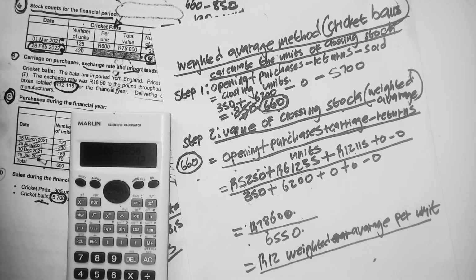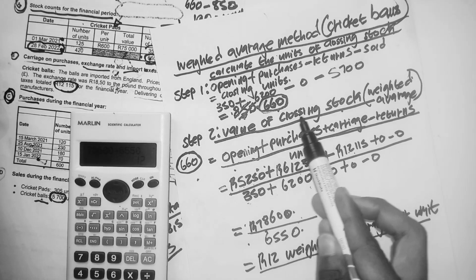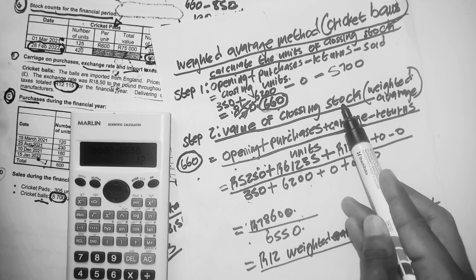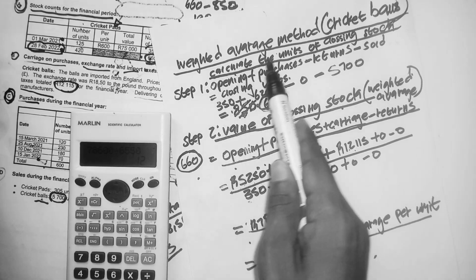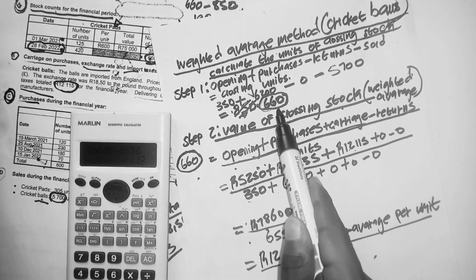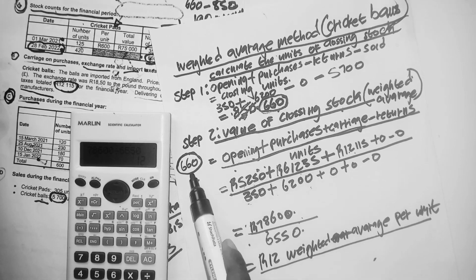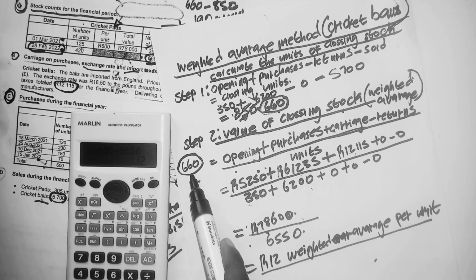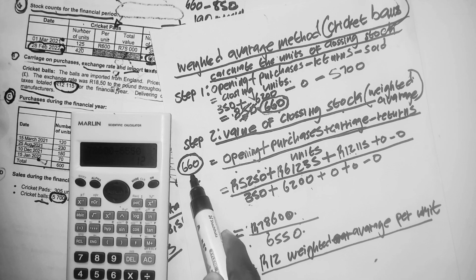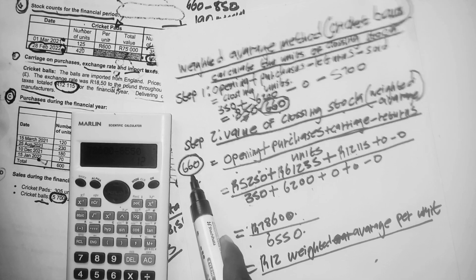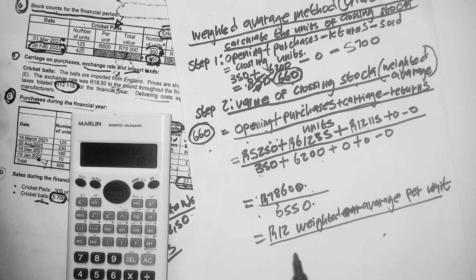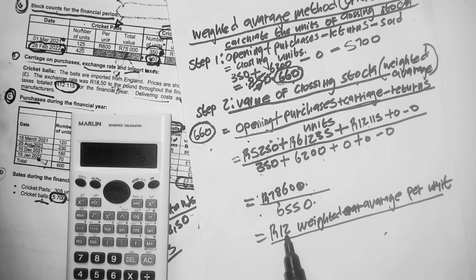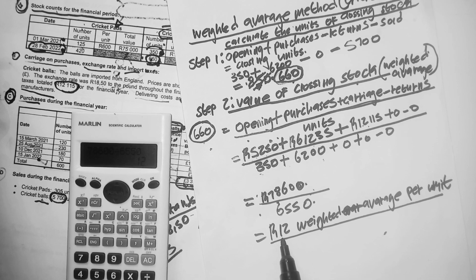So remember, what do we want? We want the value of closing stock, or the closing units that we got. We calculated the number of closing units. We found out we have 660 closing units. Then we take this 660, we go down with it on step 2. We have 660 cricket balls that we know we have at the end of the year. We want to get their value. When we calculate the weighted average, we find that each cricket ball costs 12 rand on average.